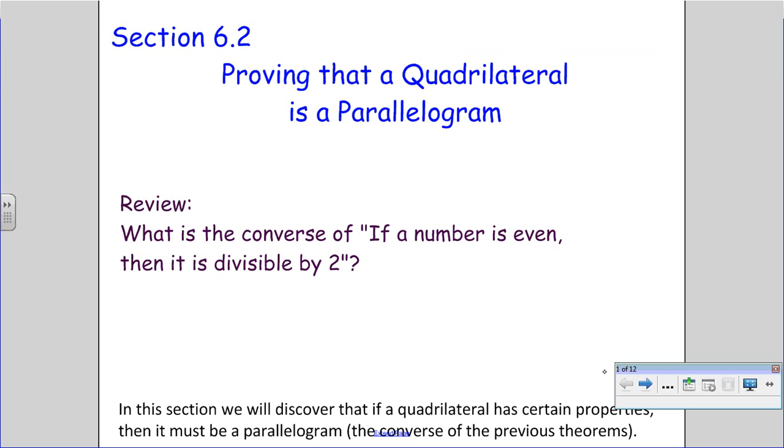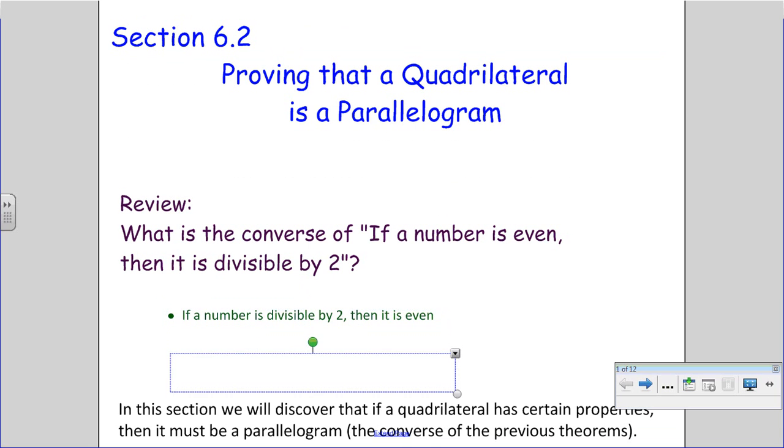So today we are going to talk about proving that a quadrilateral is a parallelogram. Just as a little review, if a number is even, then it's divisible by 2. We can also then state if a number is divisible by 2, then it is even. That is the converse of this if-then statement. Okay, we're going to use that in this section.